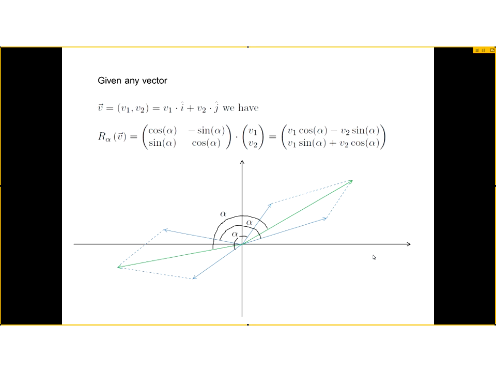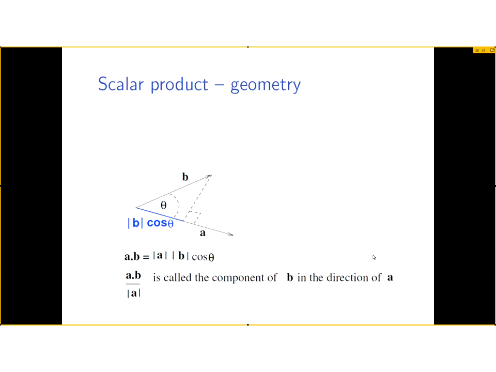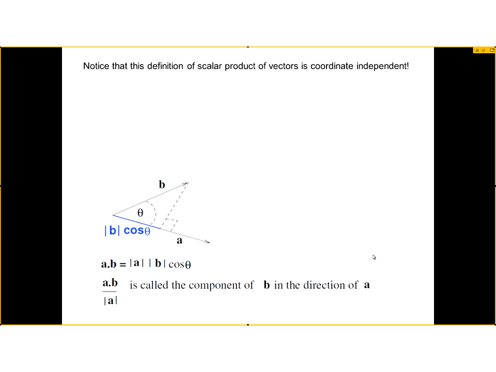Given any two vectors, the scalar product geometrically is a dot b equal to mod a mod b cos theta. And from the figure you can understand, on the base we can take b cos theta, and the upper side is b sin theta. It's called the component of b in the direction of a, that is a dot b upon mod a. Notice that this definition of the scalar product of vectors is coordinate independent.